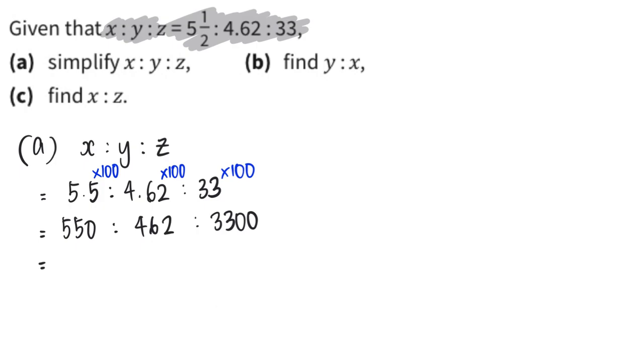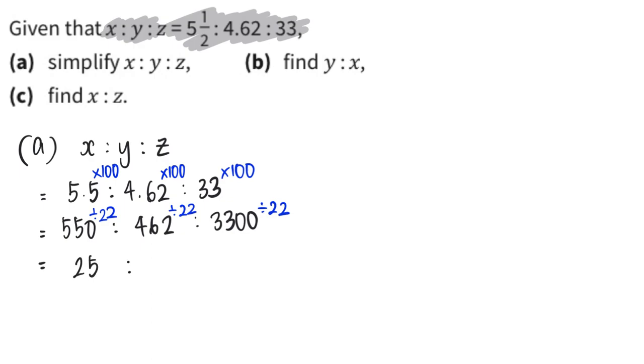And from here, let me check. Oh, all can divide by 2, and wait a minute, I see 55 and 33. And also there's possibly 11 that could be a factor. And I am right. 462 can divide by 11, so 2 and 11. Yep, I'm going to divide by 22 to all, so that I will get the following.